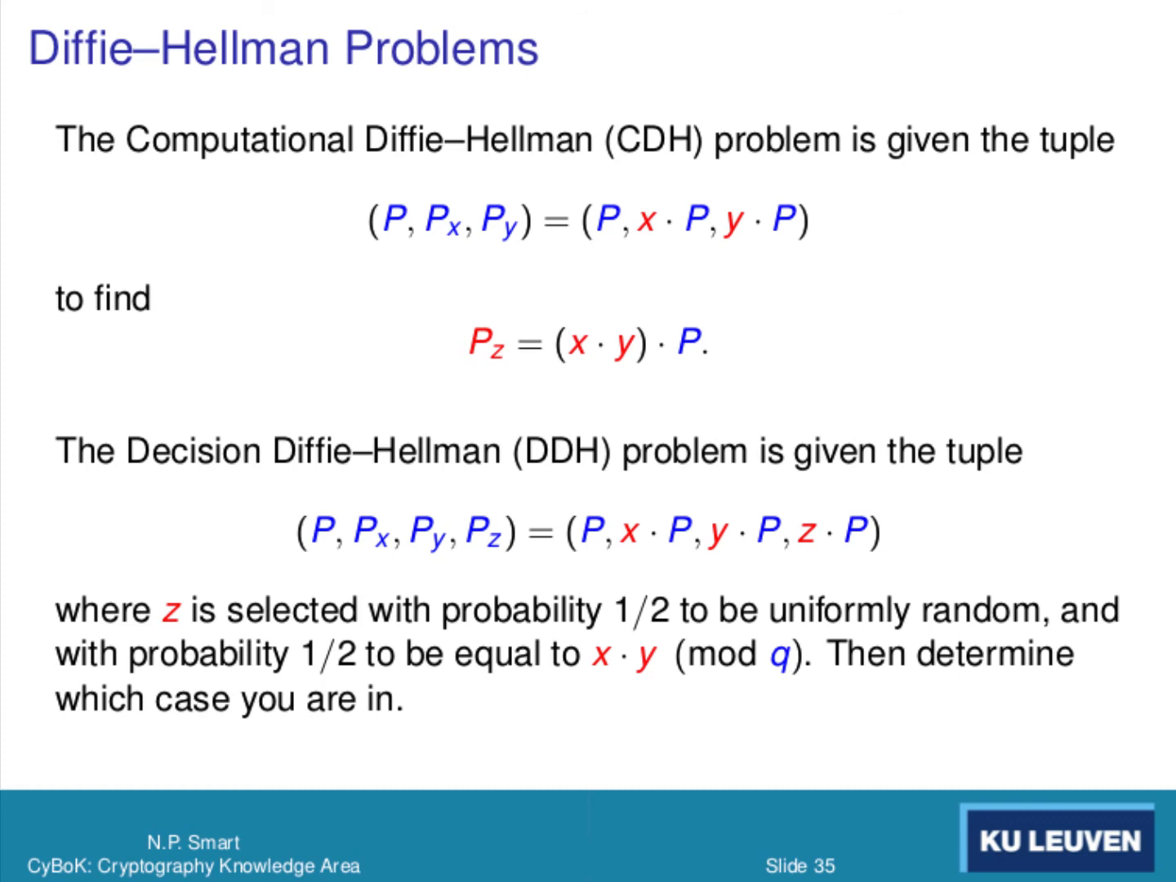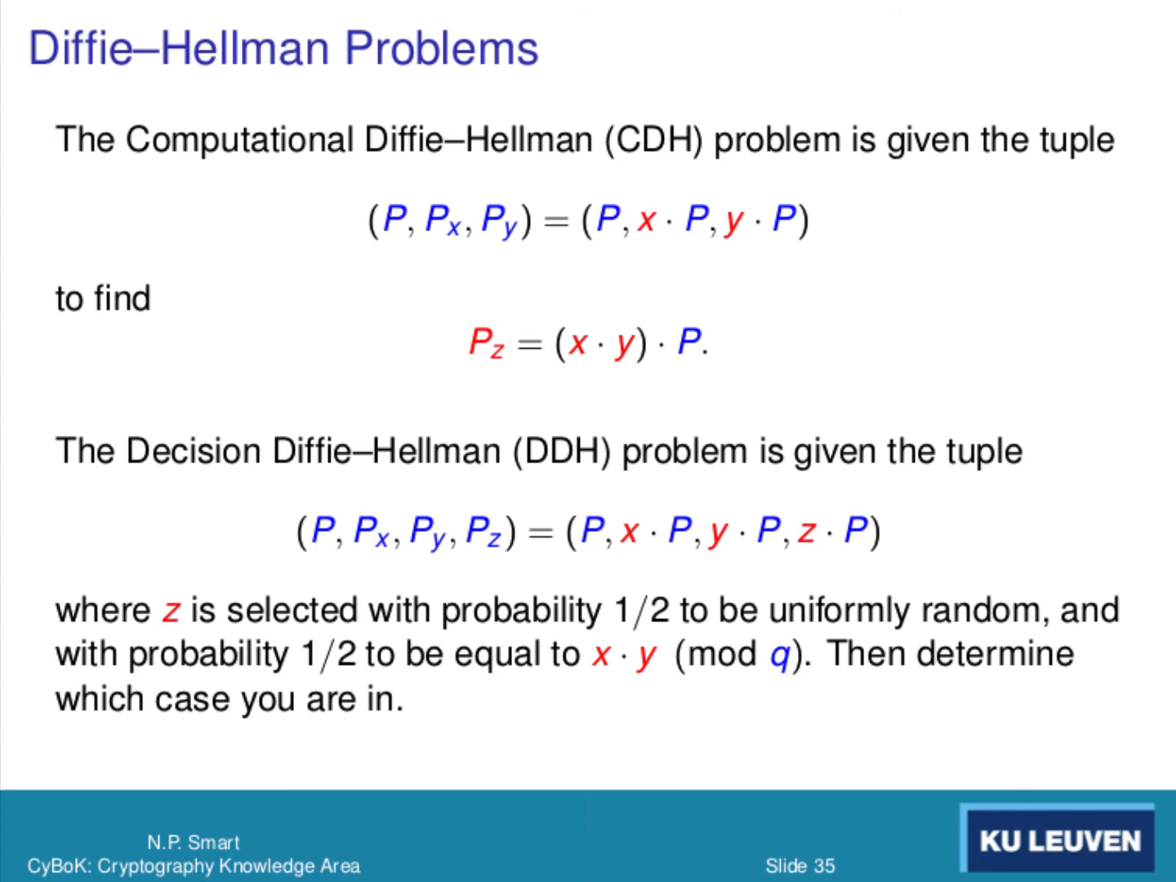Then there's another problem called the decisional Diffie-Hellman problem. If I give you xP, yP, and zP, where xP is x times P, yP is y times P, and zP is z times P, and z has been selected with probability 1/2 to either be uniformly random or x times y mod q, then determining which case you're in, whether z is random or z is actually equal to x times y, is also a hard computational problem.